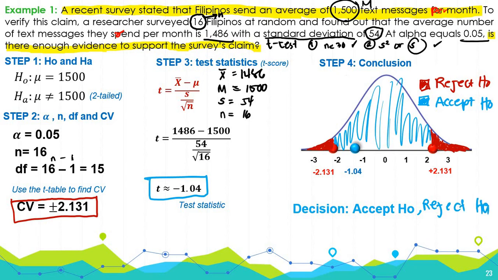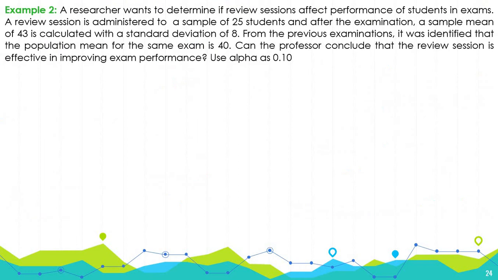And that is how you conduct the 4-step hypothesis testing using t-test. Let's now proceed to another example. A researcher wants to determine if review sessions affect performance of students in exam.